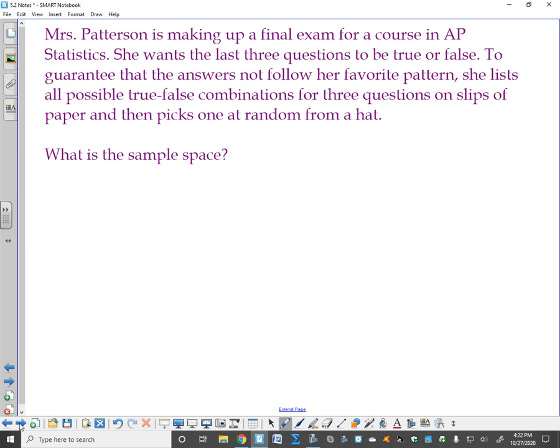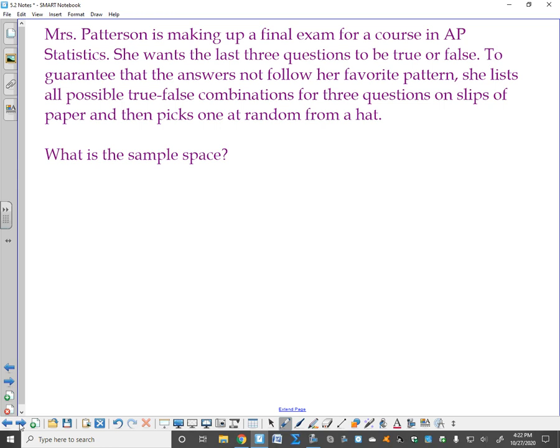Ms. Patterson is making up a final exam for a course in AP Statistics. She wants the last 3 questions to be true or false. To guarantee that the answers do not follow her favorite pattern, she lists all possible true-false combinations for the 3 questions on slips of paper and then picks one at random from a hat. What is the sample space? A huge common misconception here is that the sample space is true and false. That's not true. That is false. The sample space is the results for the 3 questions.